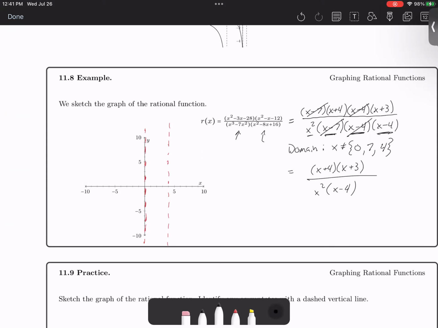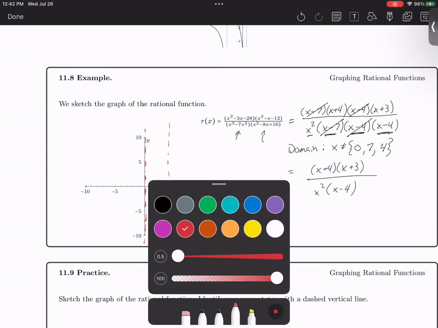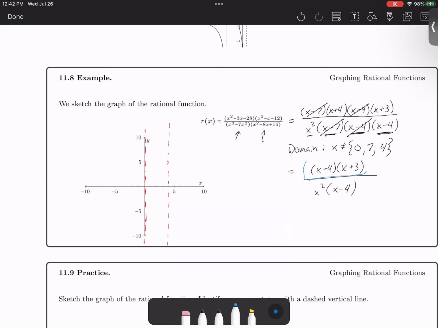Okay, now my numerator, I can look at that and figure out where my zeros are of this function. All right, what's going to make R of x equal to 0? It's when your numerator is equal to 0. So your numerator is going to be 0 at minus 4 and minus 3. So here's a 0 at minus 4. Here's a 0 at minus 3.